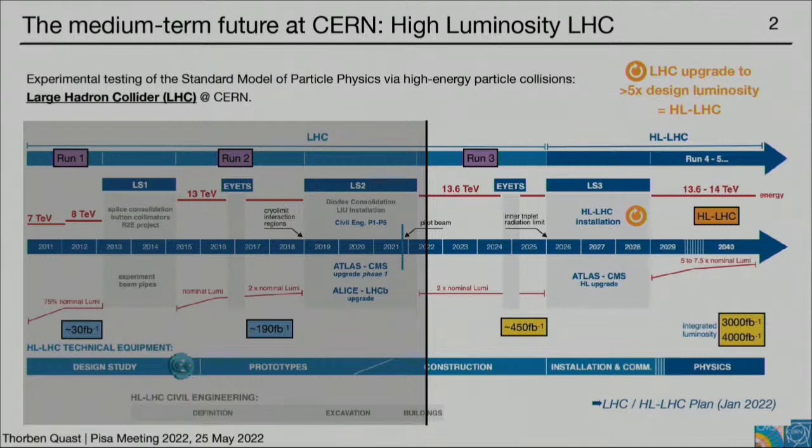Now with Run 3, we want to double that. And then at the end of the 20s, beginning of the 30s, we will have the so-called High Luminosity LHC, where we can ultimately accumulate a data set corresponding to up to four inverse attobarns. But before getting to this fantastic data set at the end, we need to first upgrade the Large Hadron Collider, and correspondingly also the LHC experiments. So in particular ATLAS, CMS, LHCb, and ALICE.